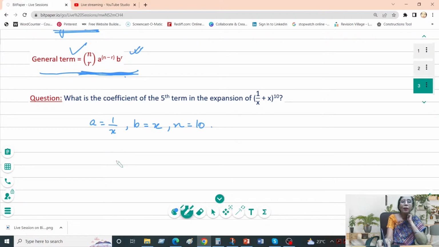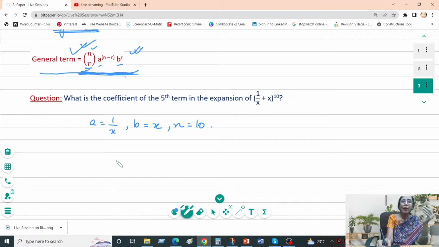Now we have to get the fifth term. So this is the general term. We will be just putting the values and we will be getting a particular term. So in this expression, what is unknown? We know n, we know a, we know b. What is unknown is the value of r. What will be the value of r?